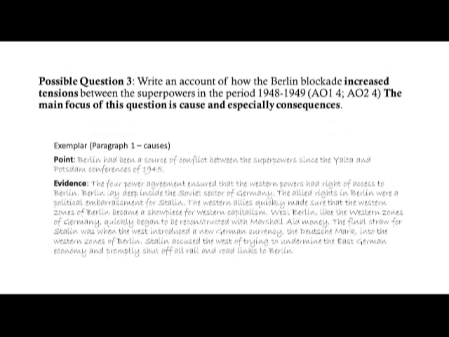Another possible question 3 they haven't asked yet is to write an account of how the Berlin blockade increased tensions. Again, the approach is exactly the same. We need to be thinking about causes and consequences. This exemplar was on last year's resource, so hopefully you've had a chance to look at this already.